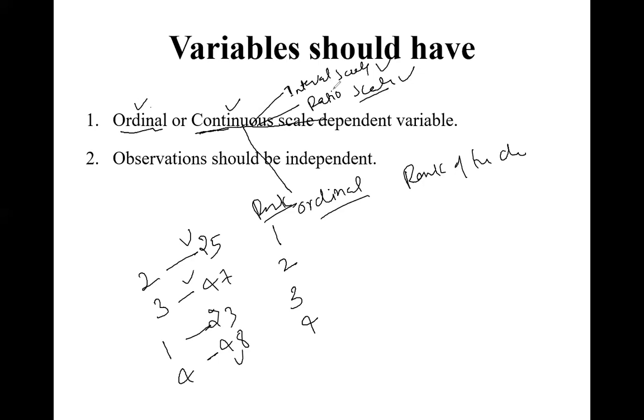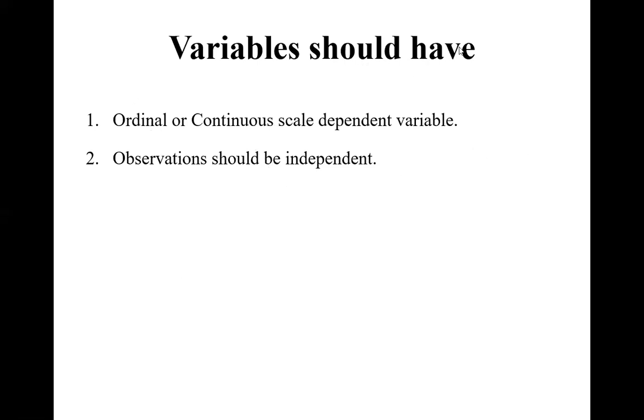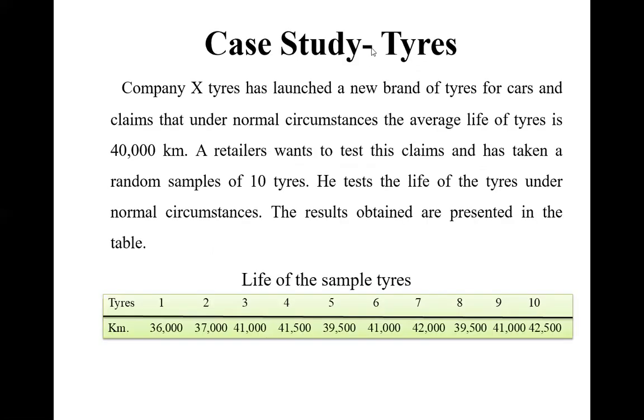So this is the criterion for ranking continuous data, and SPSS automatically converts the continuous data into ranking data or ordinal data. We do not need to do anything to convert our data. So this is about how we convert parametric data into non-parametric data. Now this is the case study, you can see this case study.